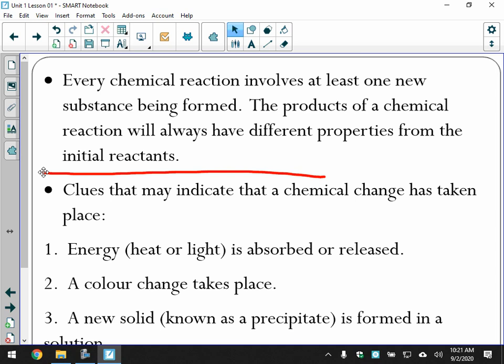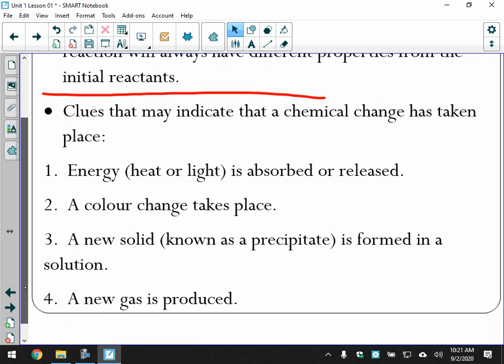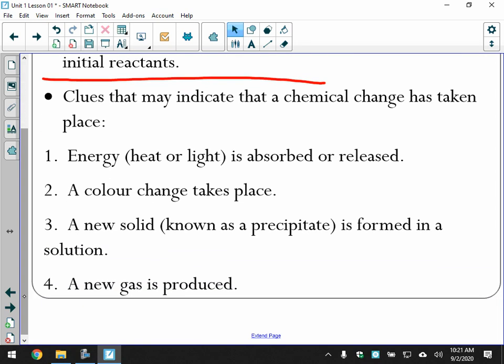Every chemical reaction involves at least one new substance being formed. The products of a chemical reaction always have different properties from the initial reactants. Here are some clues that indicate a chemical change is taking place. That's the important part here. So, clues that indicate a chemical change is taking place, and there they are. I'll let you guys copy.